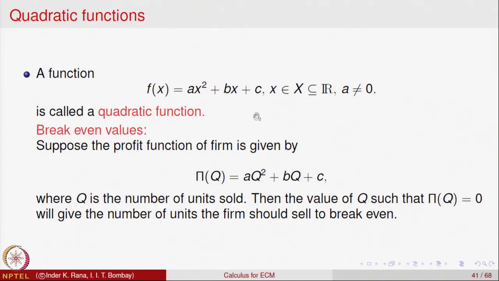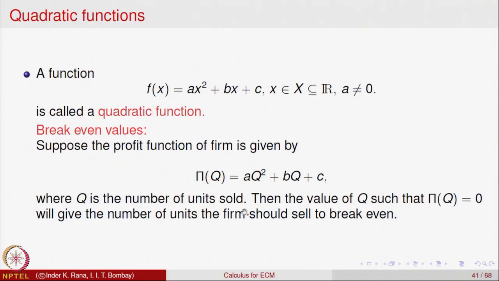Let us see what is the use of this kind of functions. Suppose the profit function of a company, as we saw in the previous example, is given by a quadratic function. The profit function is denoted by the symbol pi, pi of q. This is the capital pi, the Greek letter. Instead of writing P, which may look like the price, one uses the symbol pi. Pi of q, the profit function, is a function of q, the number of units being sold, and is a quadratic function aq square plus bq plus c.